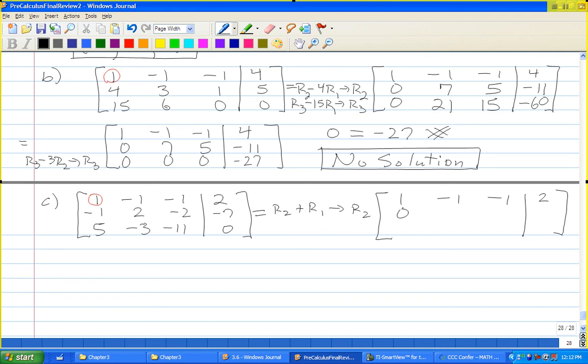1 minus 1 is 0. 2 minus 1 is 1. Minus 1 minus 2 is minus 3. 2 minus 7, negative 5. Let's do row 3 minus 5 row 1 to give me a new row 3.